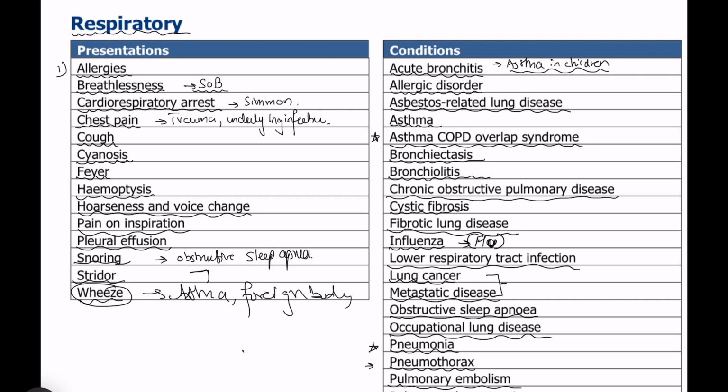These are the topics included in the respiratory section of the UKMLA exam. We are going to meet you in the next video with the remaining topics.